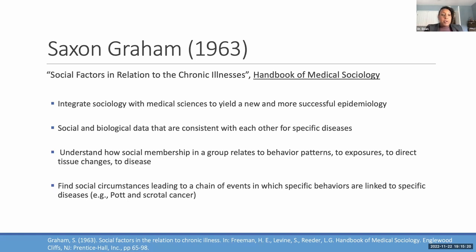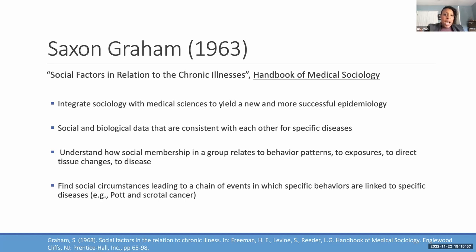Right around this time, people had started thinking about the need to integrate sociology and medical science in order to do good, successful epidemiology work, recognizing that it would take both social and biological data to understand why people were getting certain diseases. They also wanted to understand, for example, how social group membership and behaviors reflected in groups might influence things like tissue changes or disease. And then also thinking about which social circumstances could lead to specific behaviors, and how those specific behaviors would lead to specific diseases.